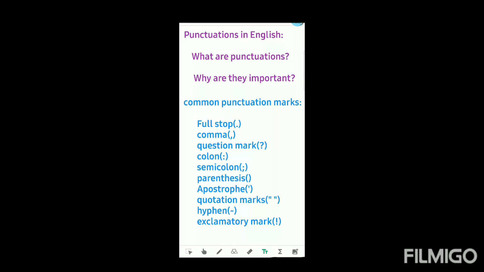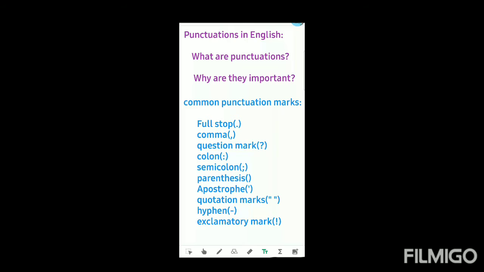Today our discussion is going to be about punctuations that we use in English. First of all, what are punctuations? Punctuations are nothing but the symbols that we use in sentences to give the proper meaning and also convey the exact meaning that we feel to the readers.